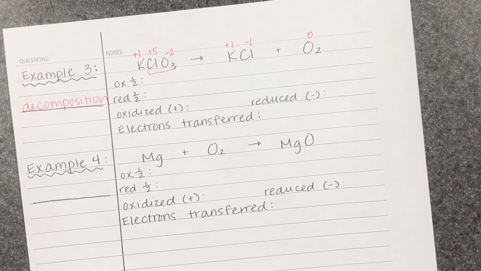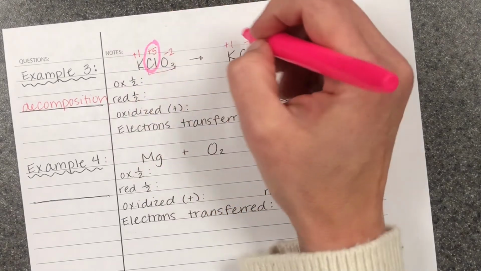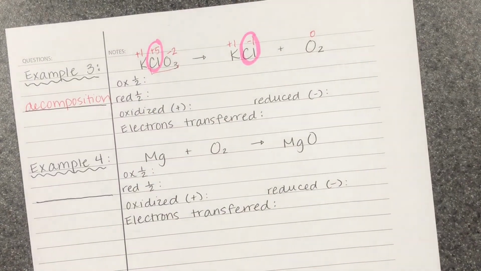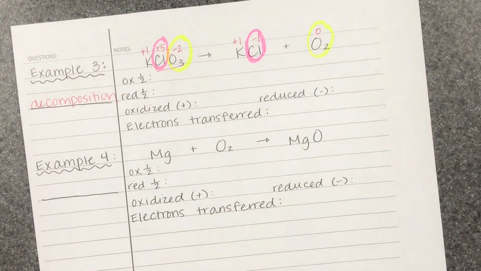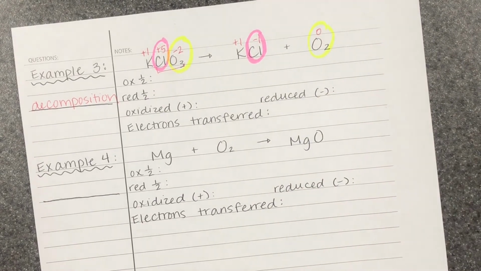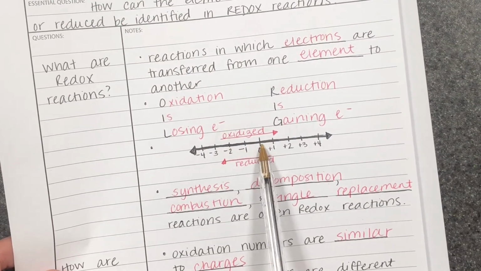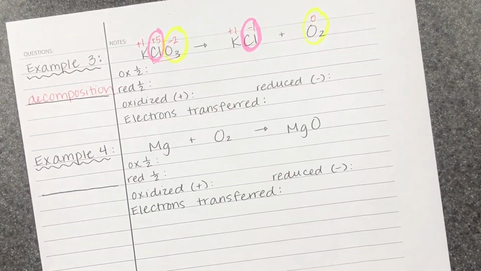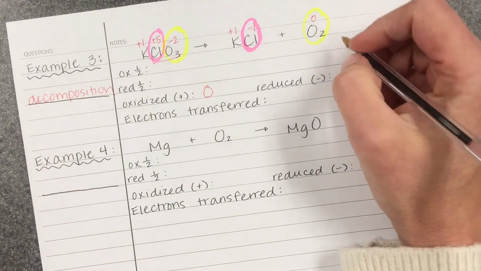We need to again look at it and figure out what was oxidized and what was reduced, what changed. Now potassium was the same on both sides, but I do see that both chlorine and oxygen changed from the reactant side to the product side. So if I look at oxygen, it went from -2 to 0. So again, on my number line, if I'm moving from -2 to 0, I'm moving in a positive direction, and so oxygen was oxidized. Chlorine went from +5 to -1, so it obviously became more negative in charge, which means that it was reduced.